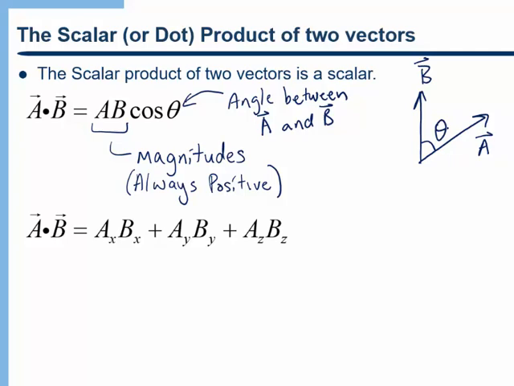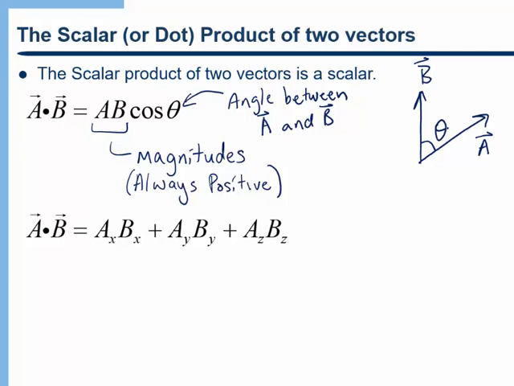So it's not the angle with respect to the positive x-axis. Obviously, if one of the vectors is in the direction of the x-axis, it is. But in general, it's the angle between the two vectors. So if we want to calculate the scalar product, we simply need the lengths or magnitudes of the two vectors and the angle between them, and we can calculate it.